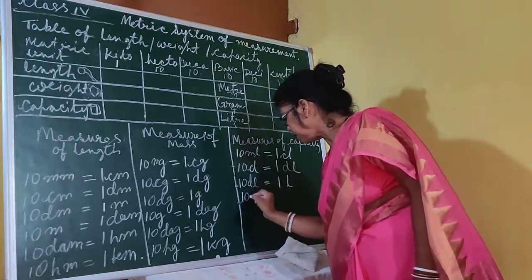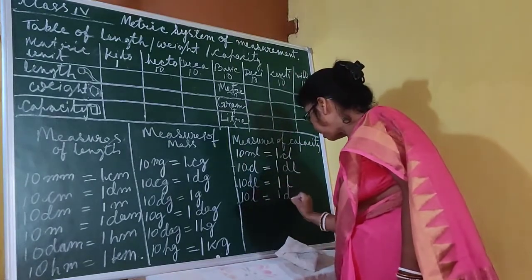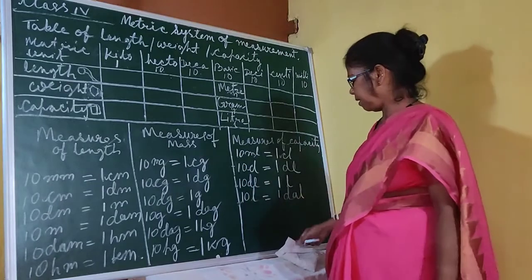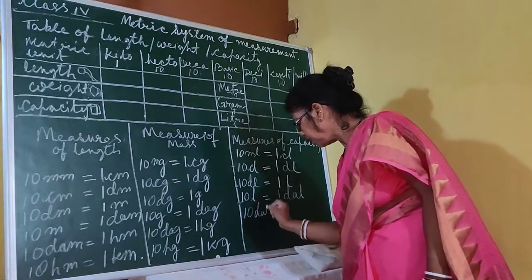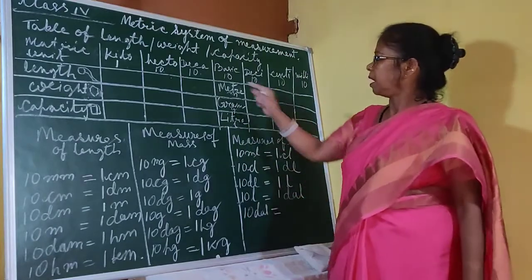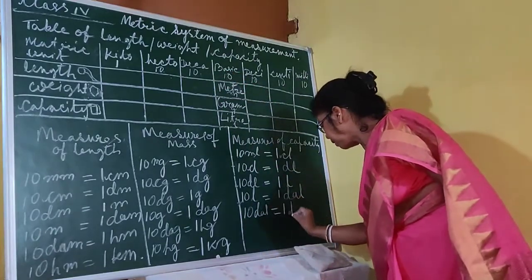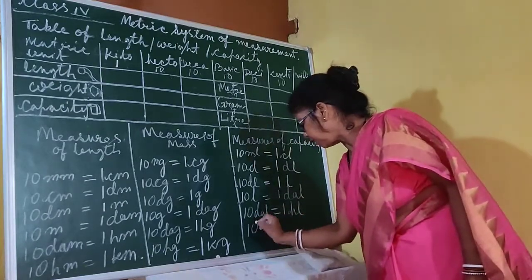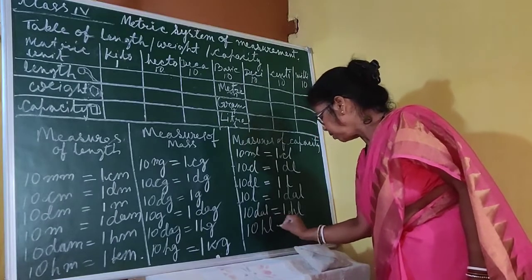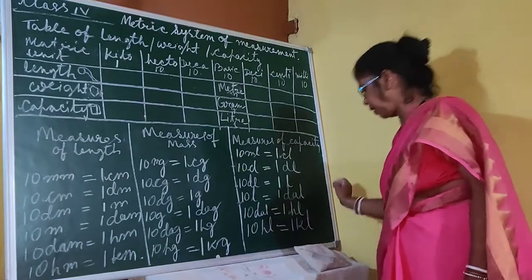10 liter equal 1 decaliter, DAL. 10 decaliter equal 1 hectoliter, HL. 10 hectoliter equal 1 kiloliter, KL.